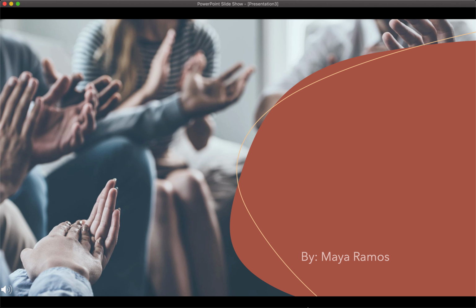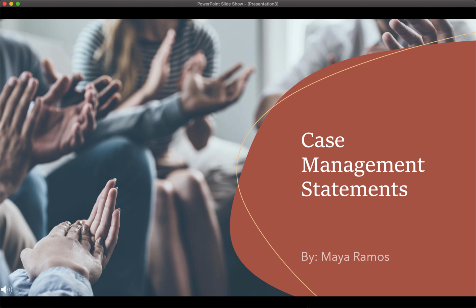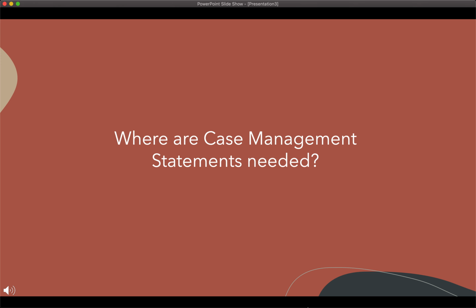I will be talking about case management statements. Case management statements can be found in Chapter 17 of our textbook, and in order to understand what case management statements are, it is important to understand where case management statements are needed and applicable. So where are case management statements needed?